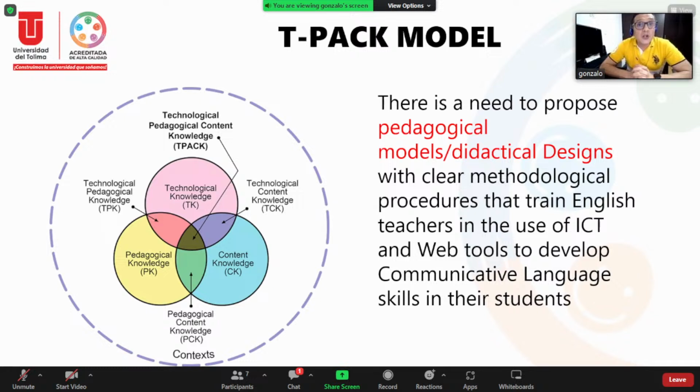Maybe the pedagogical knowledge is the one that could cause more impact on the learning outcomes that we may get. So what this author says is that when we train teachers, we have to pay attention to these three components. They have to go hand in hand, right? The TPACK, as you see in this Venn diagram, is the link of three parts: technology, pedagogy, and content knowledge.